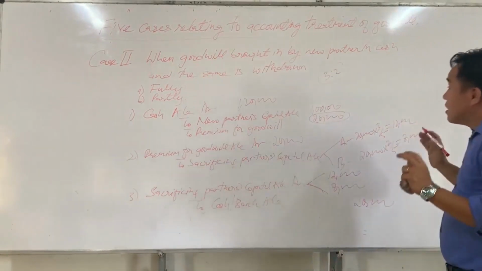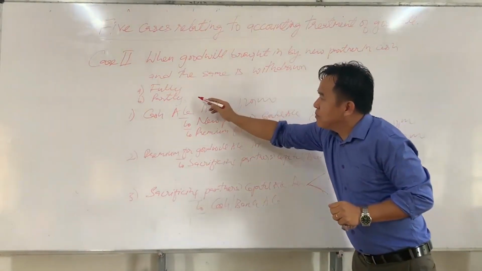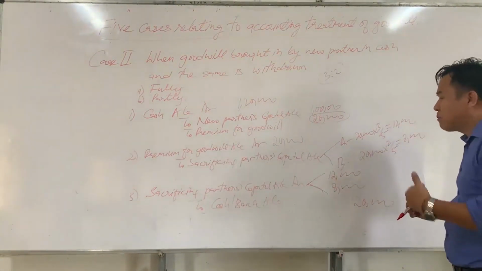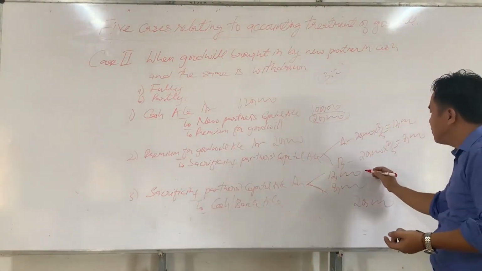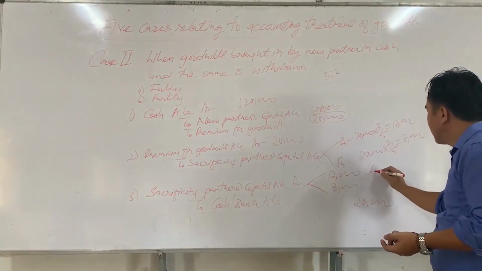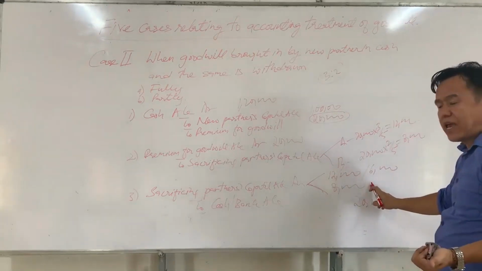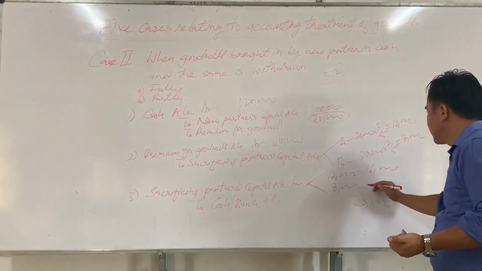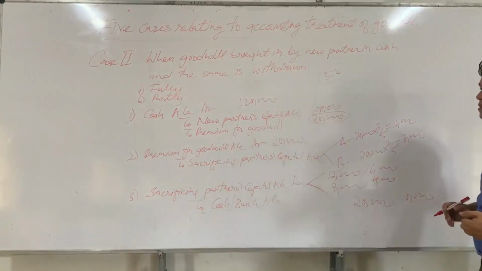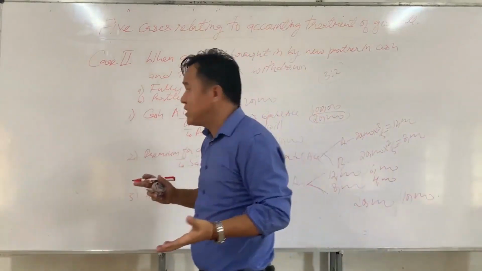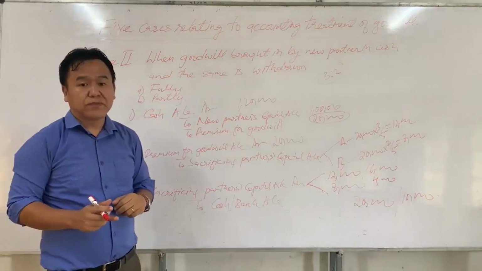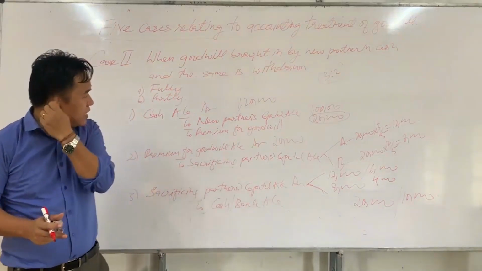Okay? If the premium amount is withdrawn partly, suppose 50% of the premium is withdrawn by the sacrificing partners. What is 50% of 12,000? 6,000. What is 50% of 8,000? 4,000. In total, how much did we get? 10,000. This is how we pass the journal entry regarding goodwill brought in by the new partner in cash, and the same is withdrawn by the sacrificing partners. Is that clear for you?